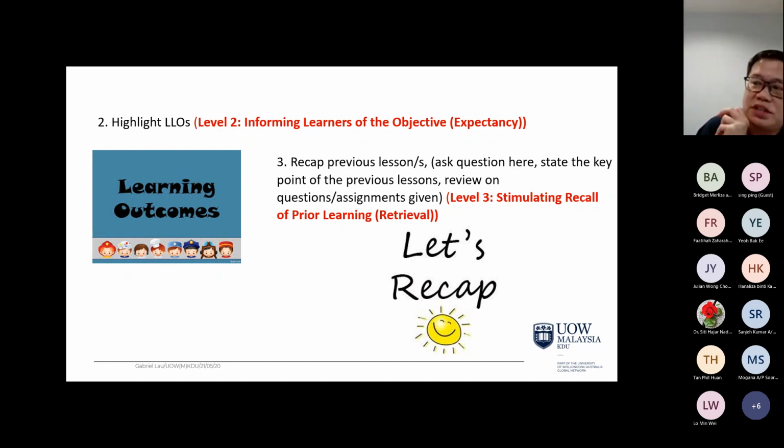State the key points of the previous lesson, review on questions, assignments given. So you state, in our previous lesson, this is what we did. So for today, this is our lesson learning outcome.